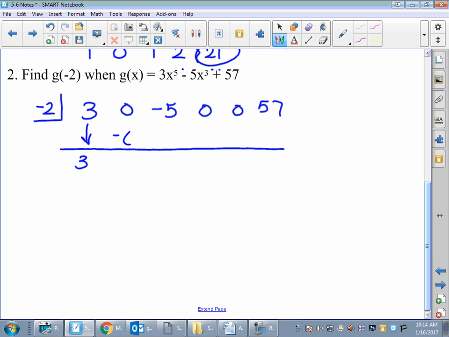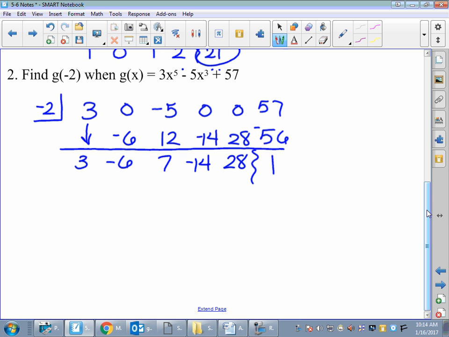-2 times 3 is -6. Add it to 0, you get -6. You get 12. Add it to -5, you get 7. -14 added to 0 is -14. 28 added to 0 is 28. And the last one is a -56. And when you add it to 57, you get 1.